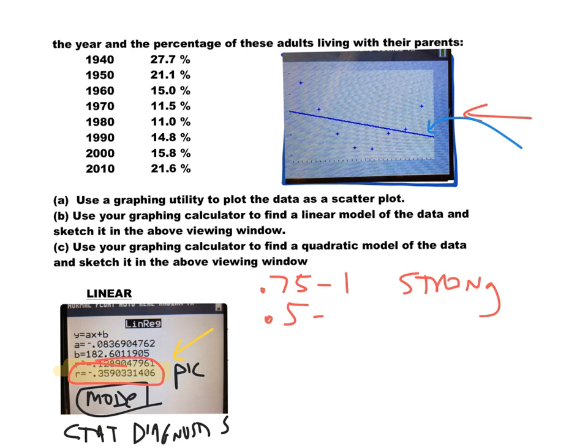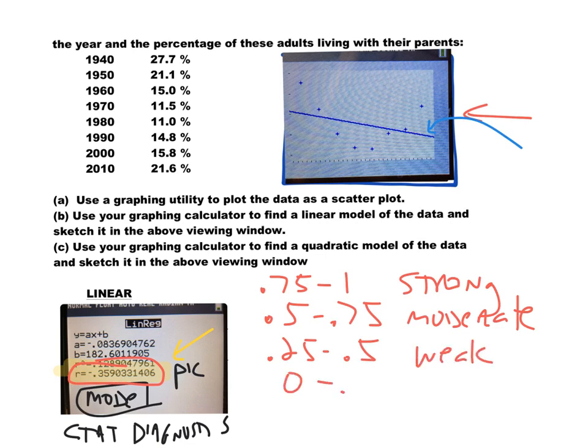If your R is in between 0.5 and 0.75, we consider it to be a moderate correlation. If R is in between 0.25 and 0.5, we say there's a weak correlation. And if R is in between 0 and 0.25, we say there's no correlation. Now we notice our R value here is a negative value. It's negative 0.359.